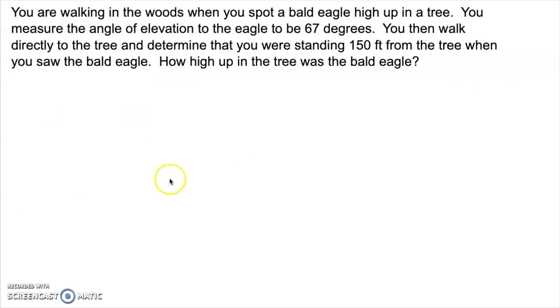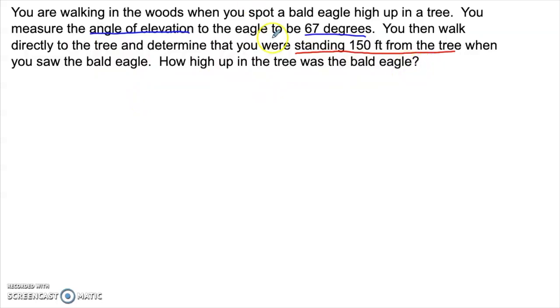Let's say we're in the woods and we spot a bald eagle up in a tree. We measure the angle of elevation to the eagle to be 67 degrees. I'm going to underline that because that's an important piece of information. 67 degrees is this angle of elevation. We walk directly to the tree and determine that we were standing 150 feet from the tree when we saw the bald eagle. The question is, how high up was the bald eagle?